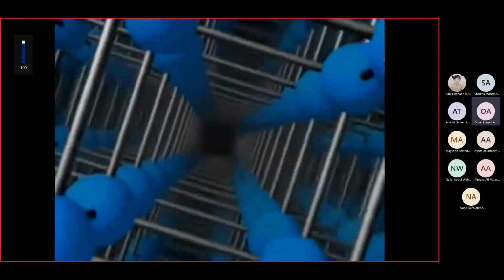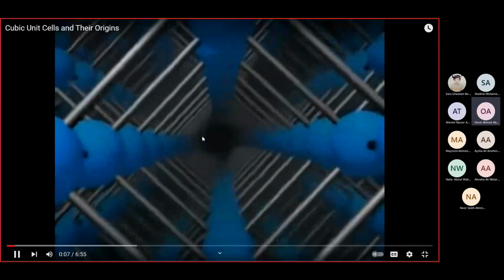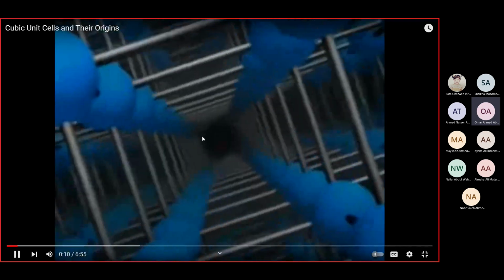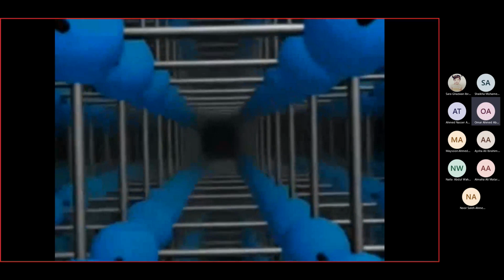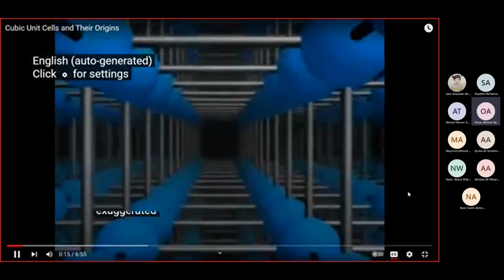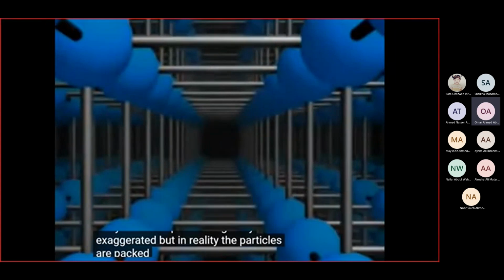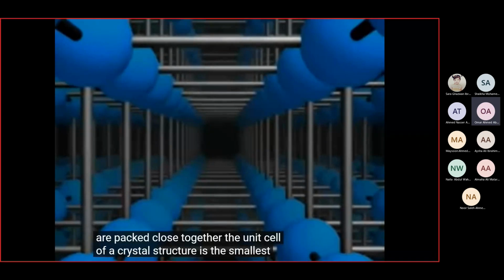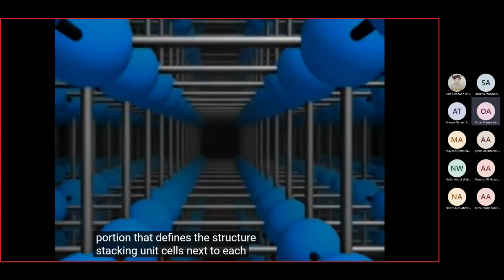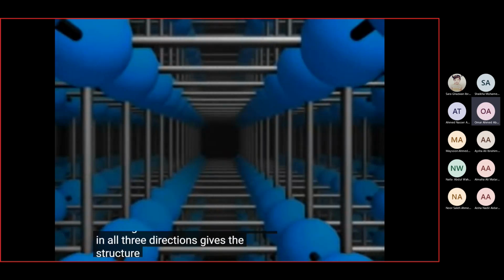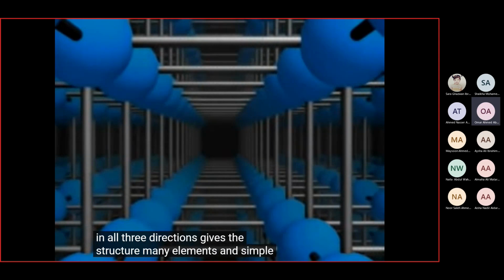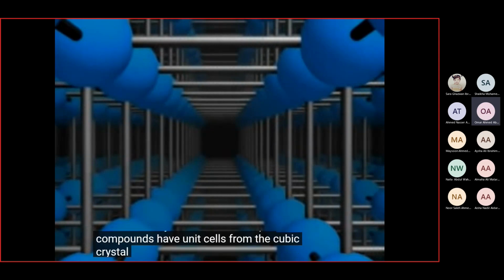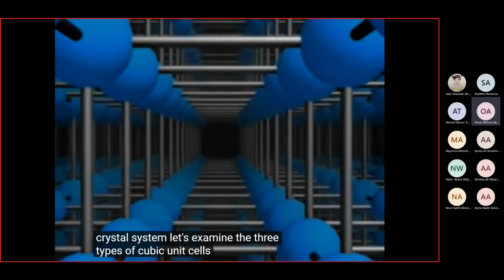If you could travel within a crystalline solid, you would see the particles, atoms, ions, or molecules arranged in a regular array. Here, the spaces are greatly exaggerated, but in reality, the particles are packed close together. The unit cell of a crystal structure is the smallest portion that defines the structure. Stacking unit cells next to each other in all three directions gives the structure. Many elements and simple compounds have unit cells from the cubic crystal system. Let's examine the three types of cubic unit cells.